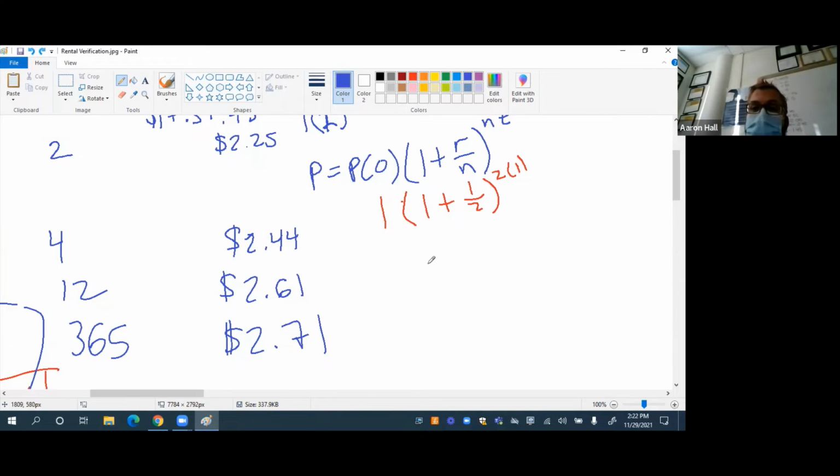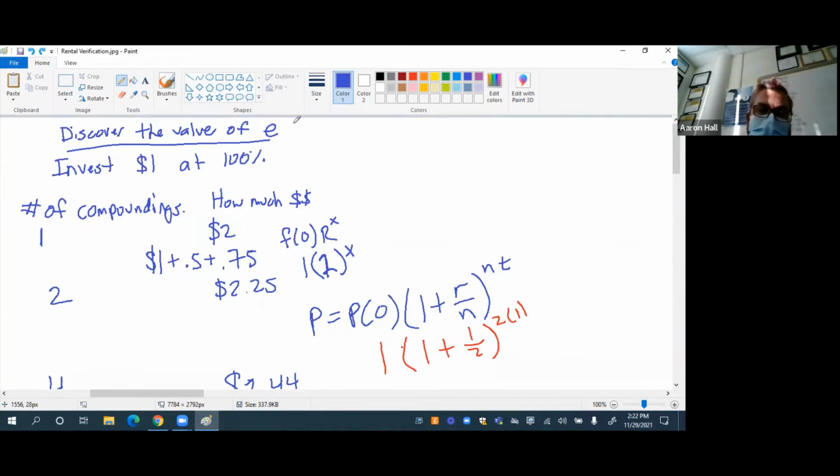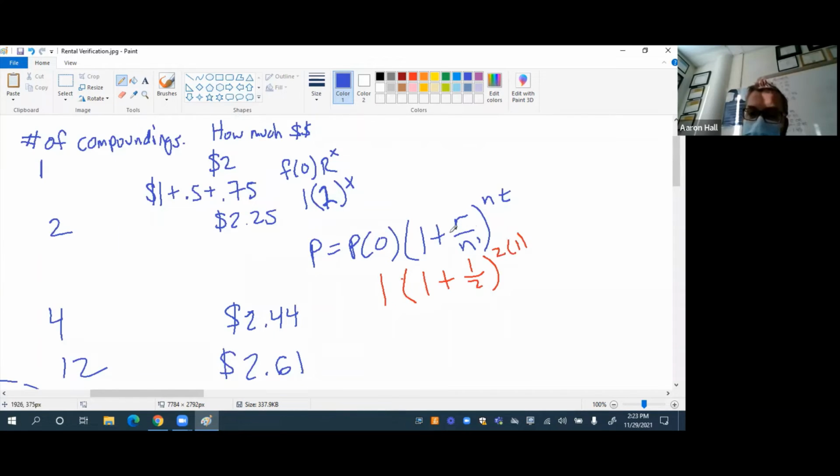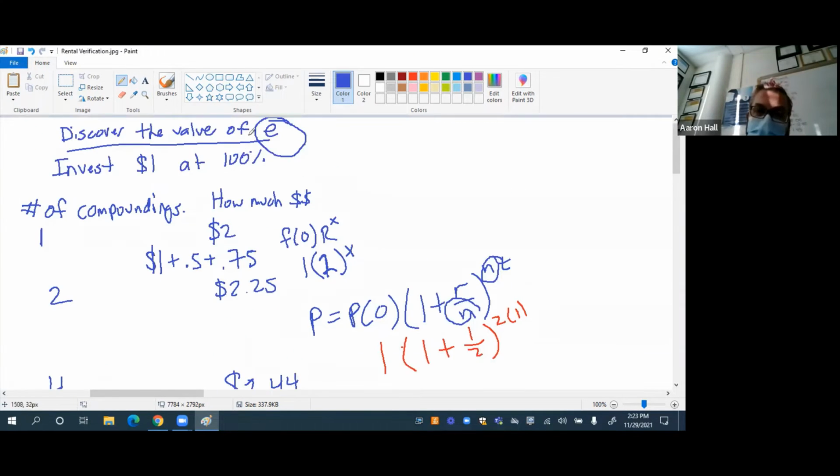Riley says, what if we compound infinity times? If we compound infinity times, we actually get E. We actually get the actual number if we compound infinity times. You can put a larger and larger number in for n, and you get closer and closer to the value of E. So what's the point of E?